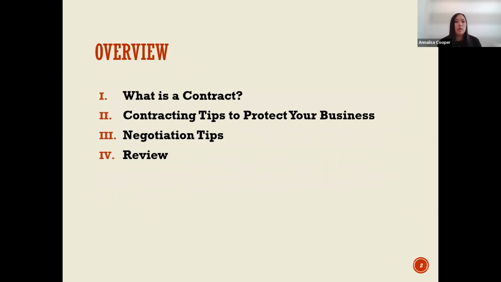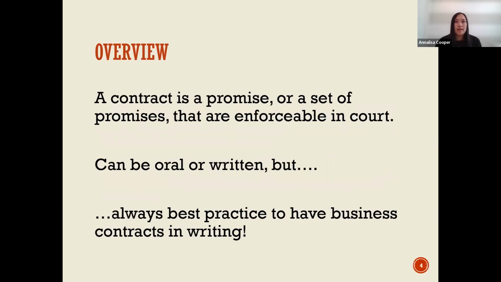As an overview, we'll go over what a contract is, its contents, the types of terms that are contained in it. And then we'll go to contracting tips and negotiation tips, and then finally we'll end with review. So what is a contract? At a very high level, it is a promise or a set of promises that are enforceable in court, and it can be oral or written. In very limited situations, it must be written, but generally speaking, it could be oral or written. And as a general business practice, it is always better to have it in writing. And we'll talk a little bit about why.